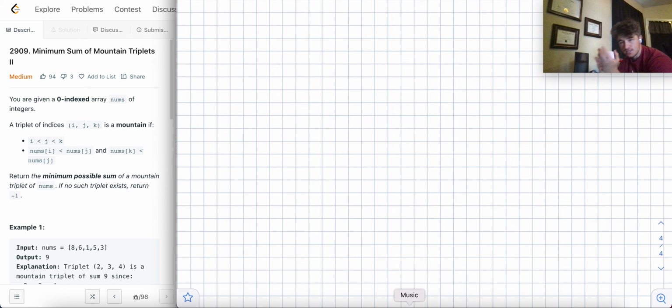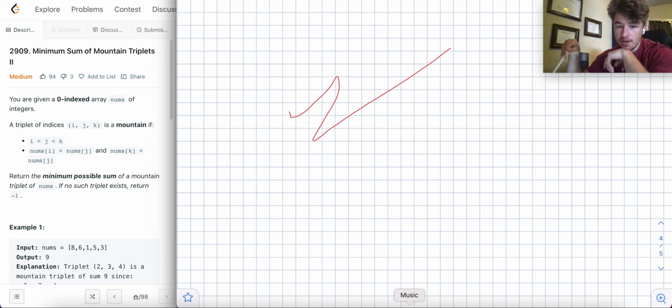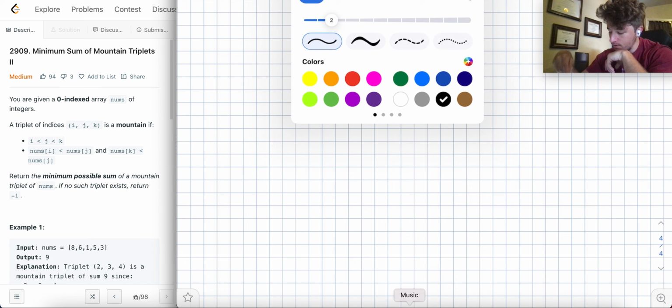This is the kind of problem where I know exactly what to do. This is 2909, Minimum Sum of Mountain Triplets 2. Okay, let's go ahead and get right into it then. All right, so you are given a zero-indexed array nums of integers. Sounds pretty simple.